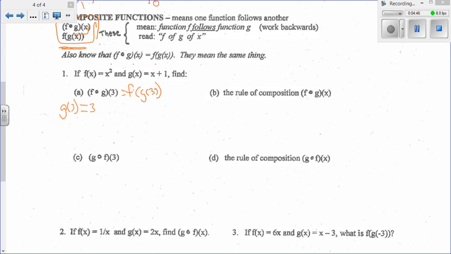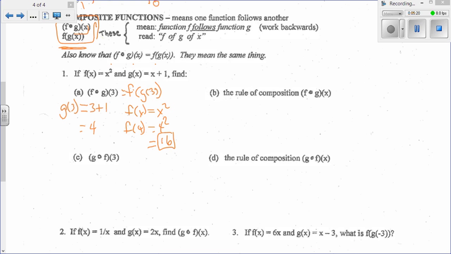So I'd have 3 plus 1, which is equal to 4. Now I take my answer from g and I substitute it into f. And f was x squared. So we're going to find f of 4, which is 4 squared, and that would be equal to 16. That is my final answer.